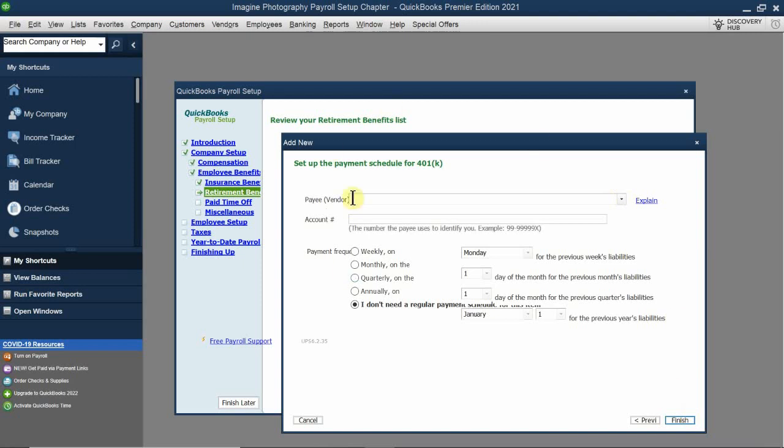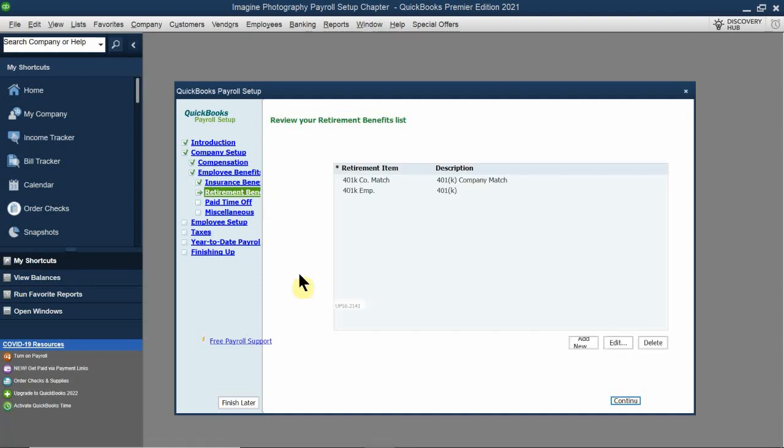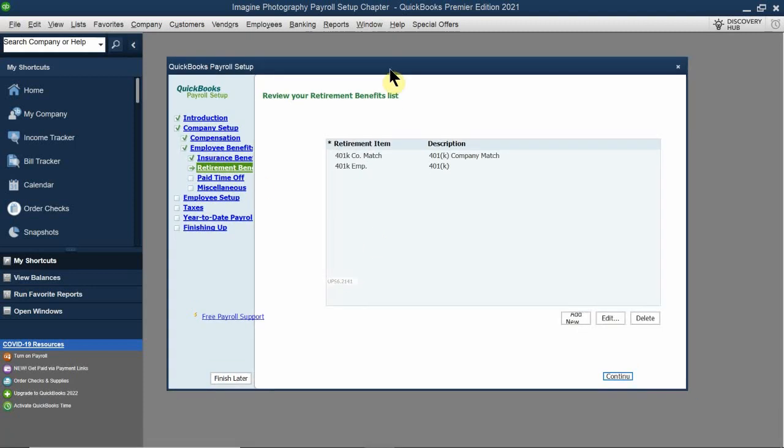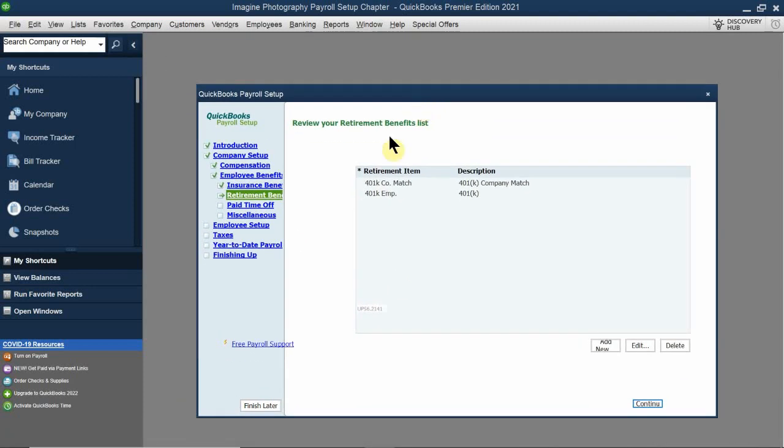Then it asks who I'm going to do that for. I'm going to skip this for now. So next. Now I have two 401k plans: 401k company match, and 401k employee. I want to change the way these look, because I don't want it to say 401k co-match. I want it to say something else.